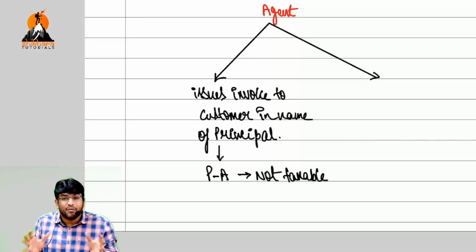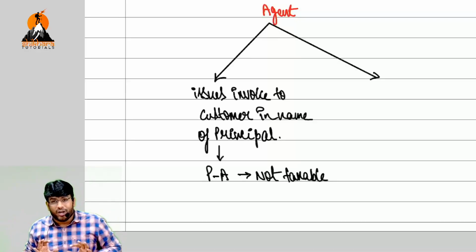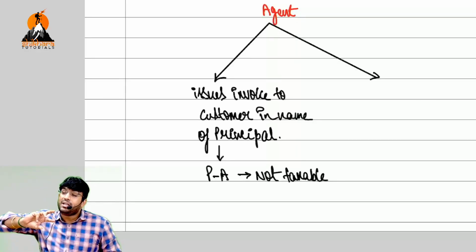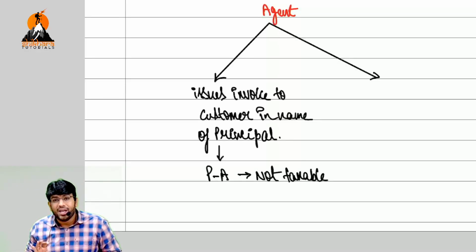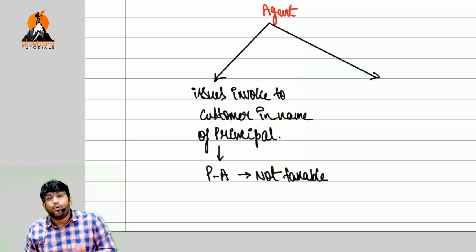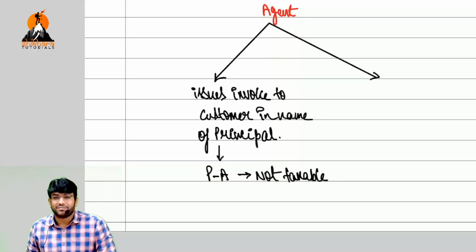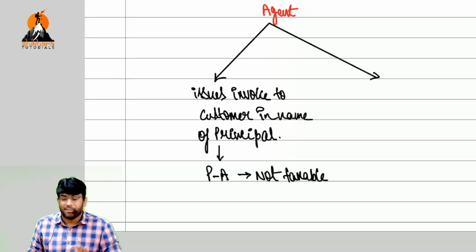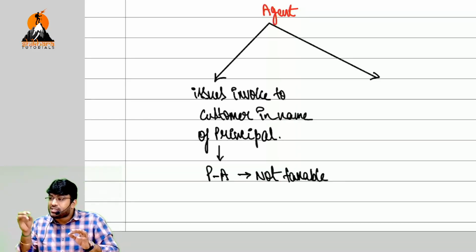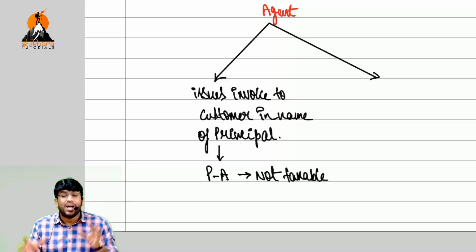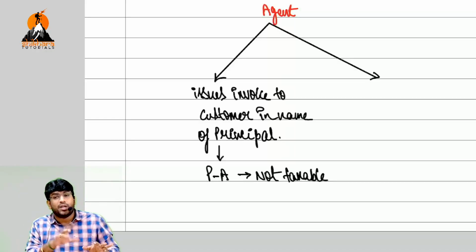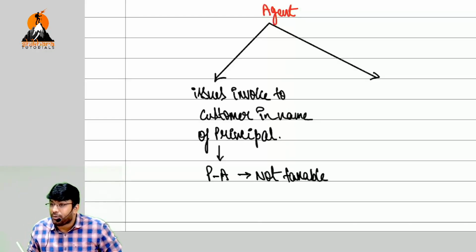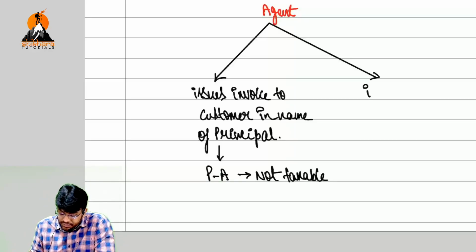That means very clearly what law is trying to tell is that principal to agent taxable or not will depend upon whose name invoice is being issued. I repeat one more time, last time. Principal to agent taxability will clearly depend upon on whose name agent is issuing invoice to the customer. Getting the point, everybody? Next point you see.